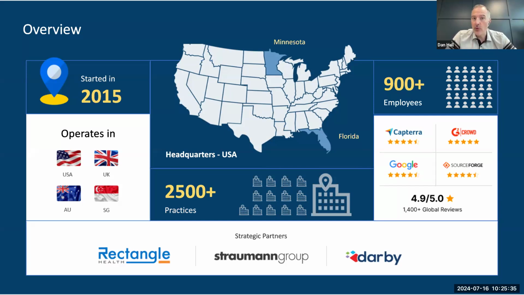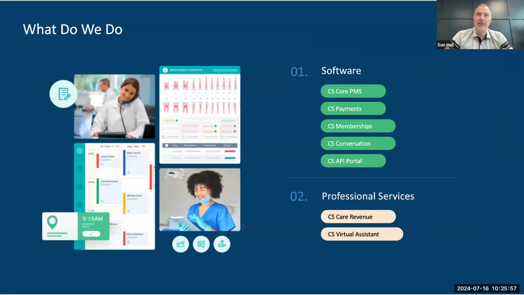And you can see if we fast forward to today, we're operating in the US, and we expanded to the UK, Australia, and Singapore. There are some of our strategic partnerships, like the Strumman Group. We're in over 2,500 practices, have a pretty solid reputation in the space, and over 900 employees globally. So, Jake, we can probably jump to the next slide. Just wanted to give a brief history of CareStack and how we got to where we are today.